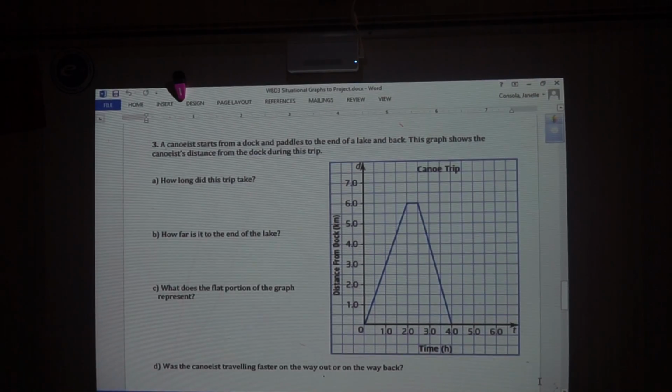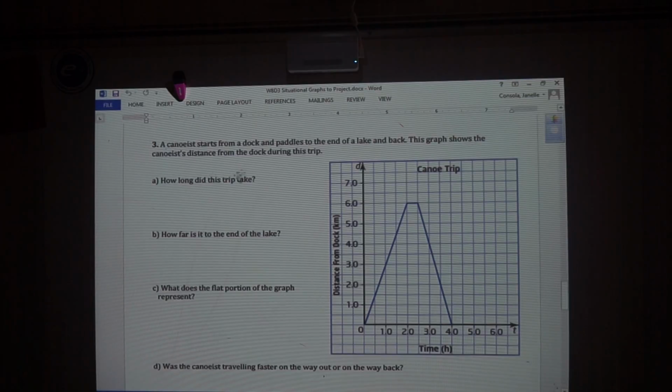Okay, this one here is talking about a canoeist. A canoeist starts from a dock and paddles to the end of a lake and back. This graph shows the canoeist's distance from the dock during this trip. So he starts at his dock and he goes all the way to the other end of the lake. And then he comes back.